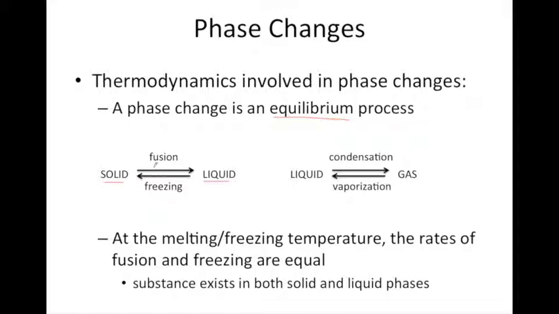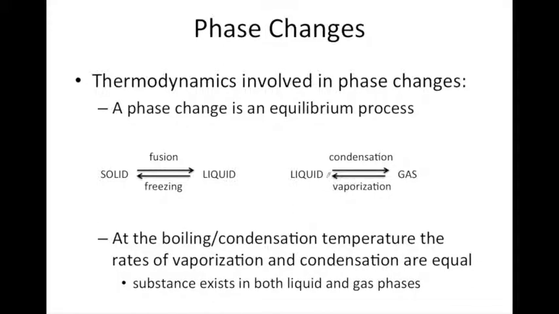At 0 degrees Celsius, water is freezing to form ice, and the ice is melting to form liquid water. So at the freezing point or melting point at 0 degrees Celsius, water is in both the solid and the liquid phase, and the rate of conversion from solid to liquid or liquid to solid, these rates are equal. So you have an equilibrium process. And that's true with water, but it's also true with any other substance when it's at its freezing or melting temperature. Same thing when you have a substance that is at its boiling or condensation temperature.